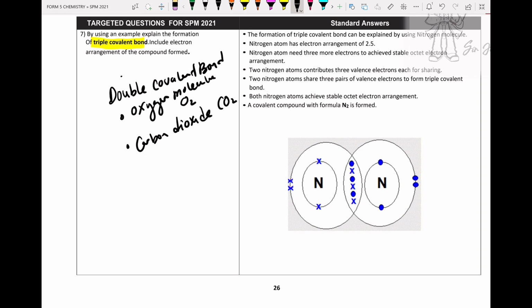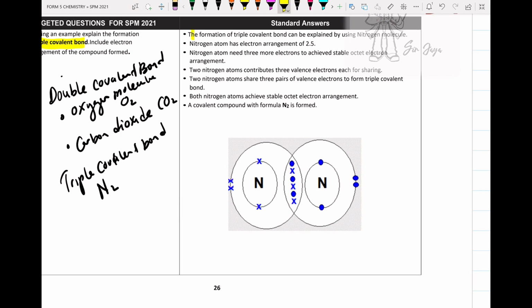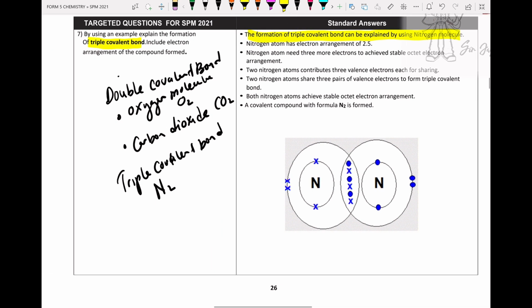This is for double covalent bond. For triple covalent bond, the only one example will be nitrogen molecule. So how to answer this one? The formation of triple covalent bond can be explained by using nitrogen molecule.